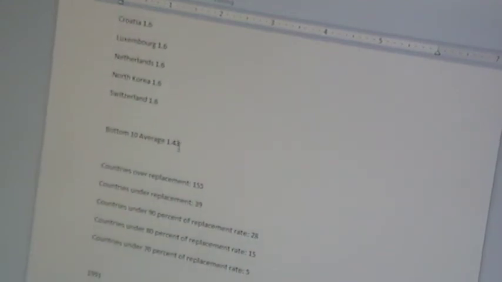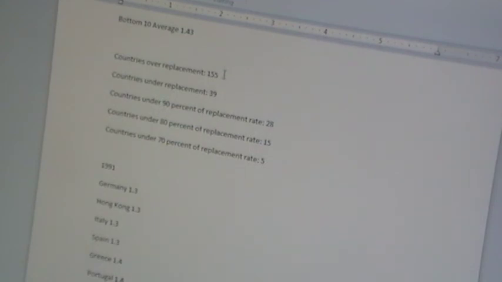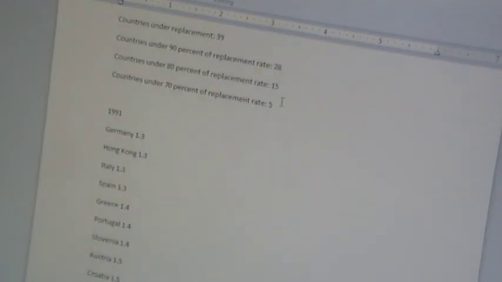There's Japan. I think it's the first time they actually make it into the bottom 10, in 1990. So, there's Japan. The one with the very anti-immigration policy and why they're having problems. Bottom 10 average now is 1.43. The countries over replacement is 155. Now, if you notice, it's starting to grow. It's 39, 28, 15, 5 under there. Okay.